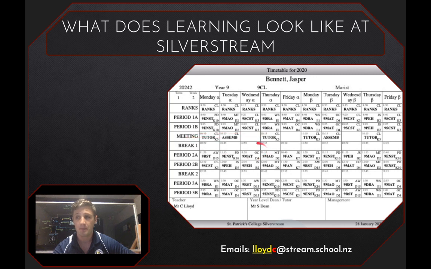Then we have break 1, and then period 2, again split into 2, break 2, and then the last period of the day. So we operate on a 90-minute class time. So you will know that each of these is 45 minutes. Occasionally, and this is why we split them, you might have in the middle block a split, so a 45-minute RE followed by a 45-minute with me and science.